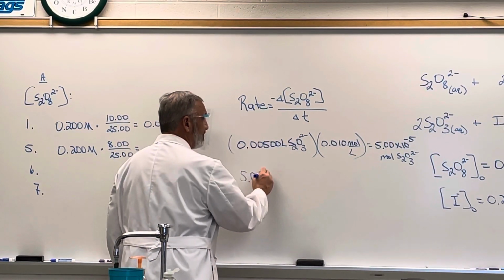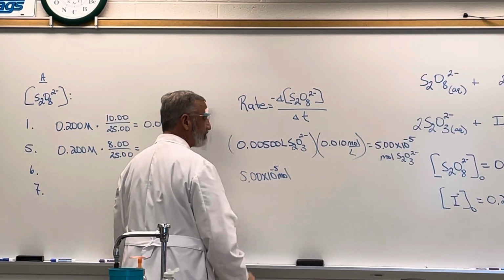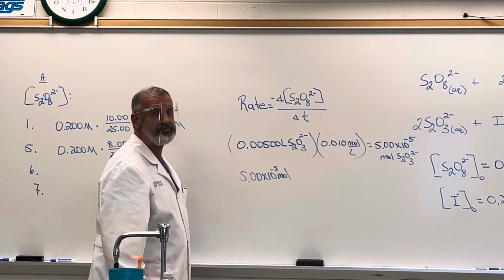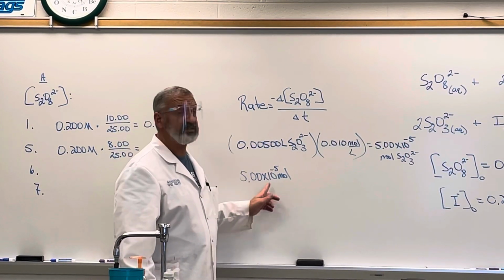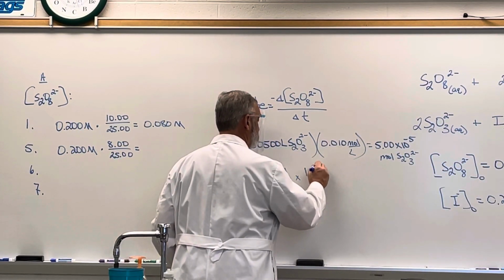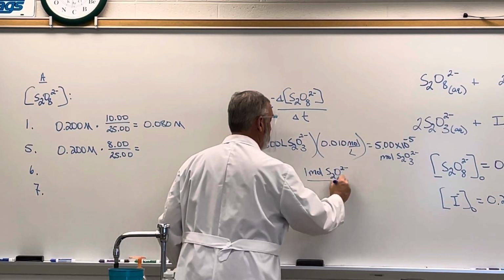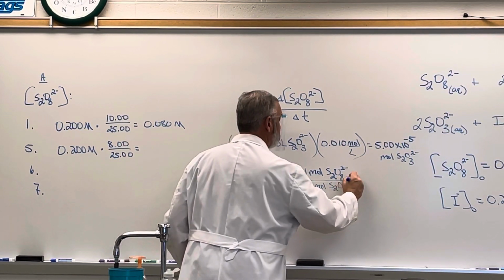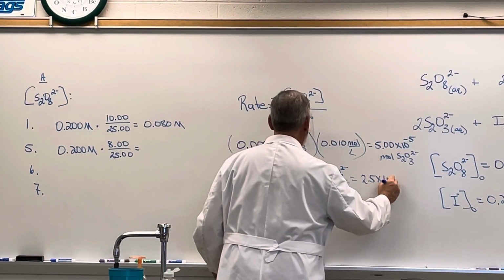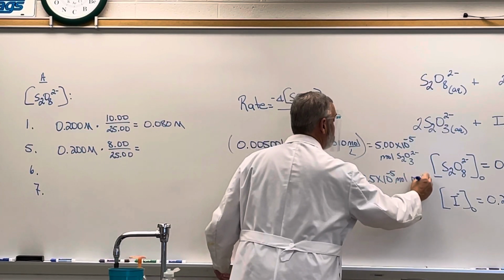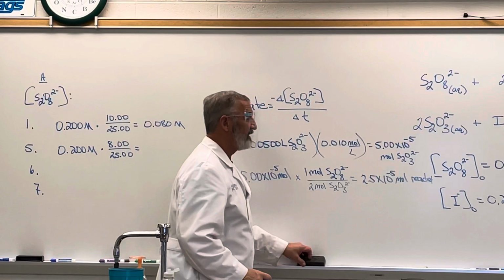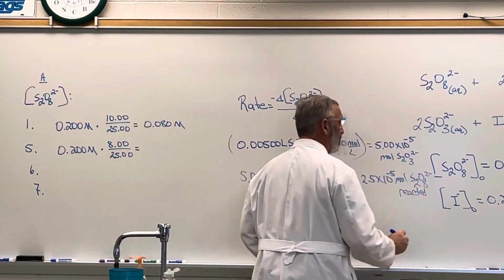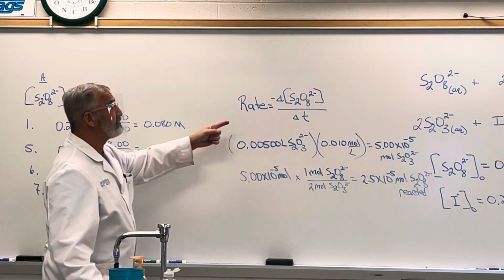So if I have 5.00 times 10 to the minus 5 moles, how many moles of S2O8 reacted? 2.5, right? Because it's 1/2. Over 2 moles S2O3. Okay? So this means 2.5 times 10 to the minus 5th moles reacted of the S2O8. Now let's just go ahead and put S2O8 on there. Okay? But the rate is moles per liter per second.